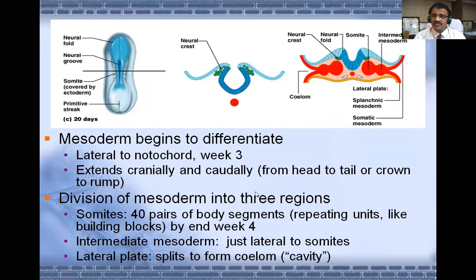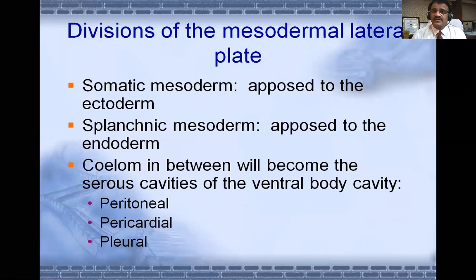Okay. Now the division of mesoderm is into 3 regions. Somites, 40 pairs of body segments, are formed by the end of the 4th week, and the intermediate mesoderm is just lateral to the somite, and the lateral plate is split to form the coelom, that is, a cavity. Now the division of the mesodermal lateral plate is into somatic mesoderm, meaning body, and splanchnic mesoderm, meaning opposed to endoderm. Splanchnic means organs, somatic means body, and the coelom in between will become the serous cavities of the ventral body cavity.